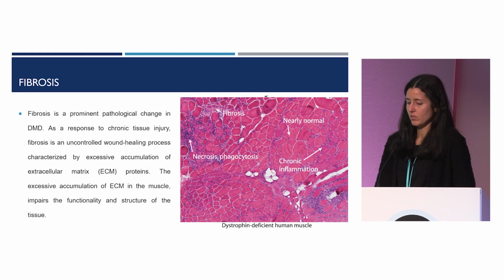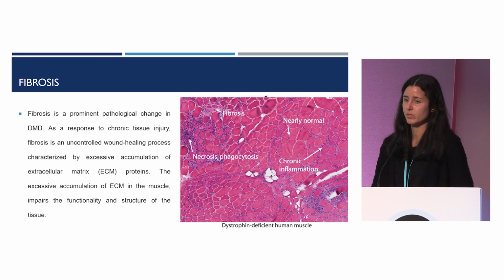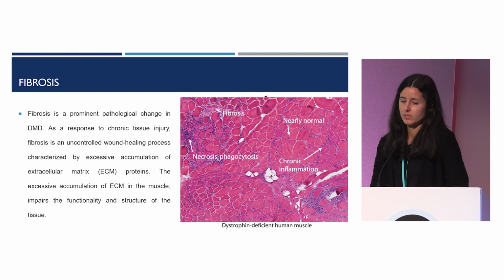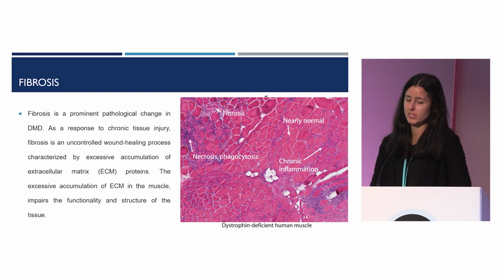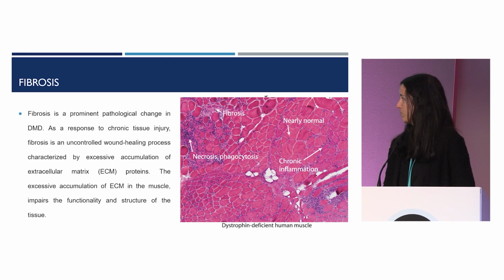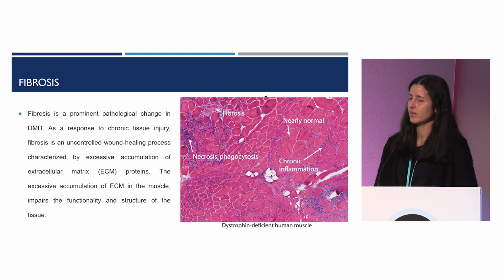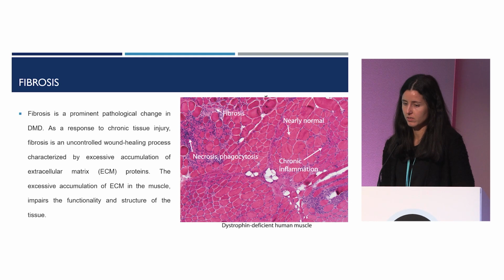We can see the extracellular matrix proteins in the pale pink area of that slide, which represents the increase of fibrosis. The excessive accumulation of that matrix in the muscle impairs the functionality and the structure of the tissue. And as the disease progresses, we can see that the pale pink area increases over time. So there is an increase and accumulation of fibrosis over time.